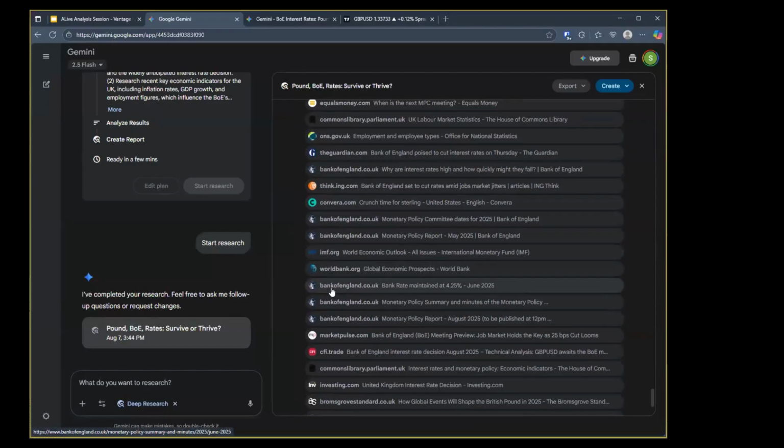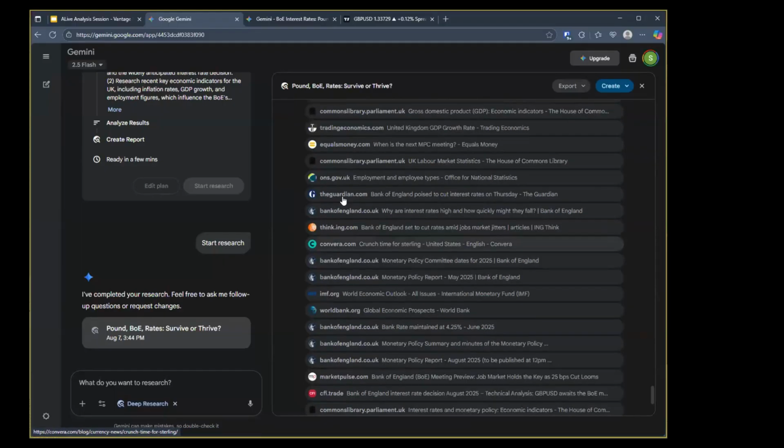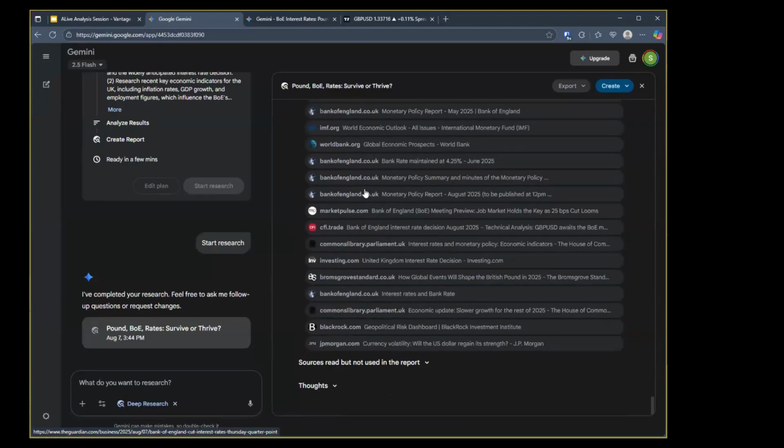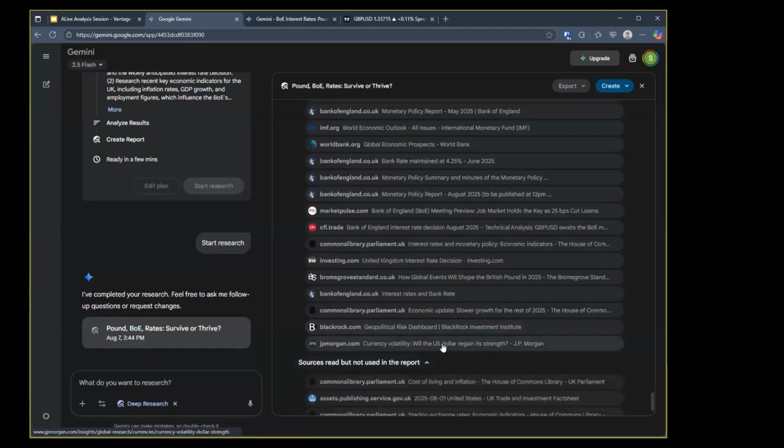So yeah, a lot of it is from the Bank of England, which supposedly is the definition of the question. So you just want to make sure that some of these websites are legitimate. And also information from some of these analyst reports from the big financial institutions.